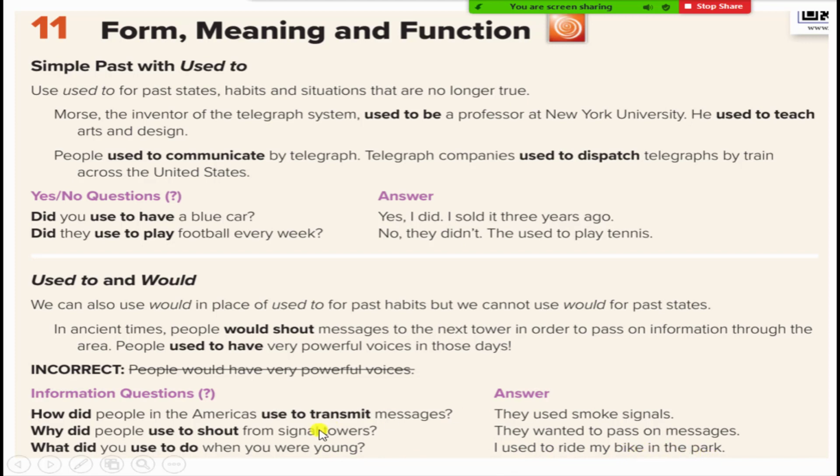Take care. In questions we use use to with the helping verb did, but in the answer we use used to.